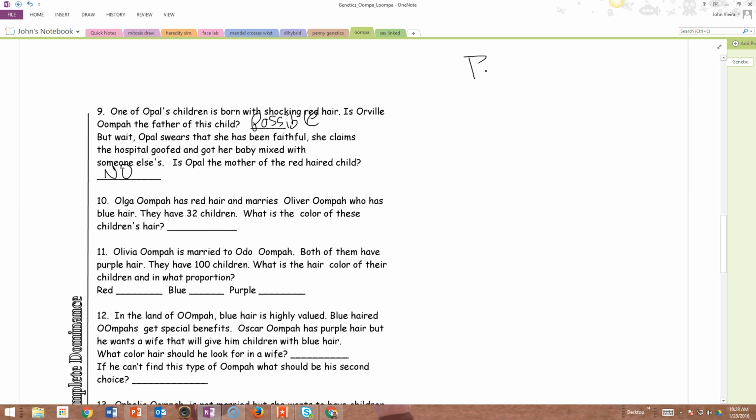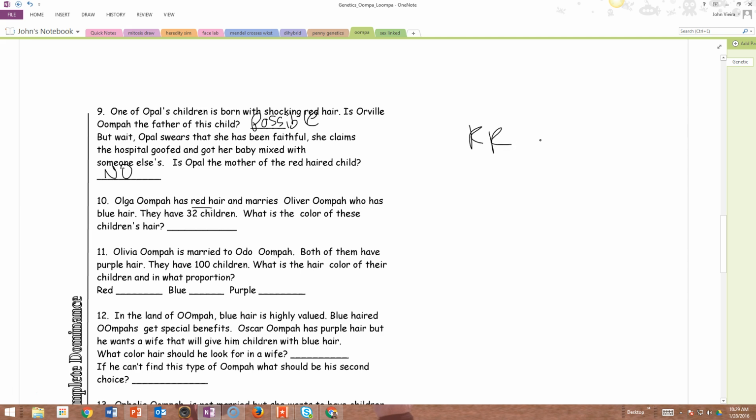She has blue hair. He has purple hair. He can still contribute an R, right? She would have to be at least purple-haired and donate an R as well in order to make a red-haired baby. If she has two blues, there's no way to have a red-haired child. Olga Oompa has red hair.